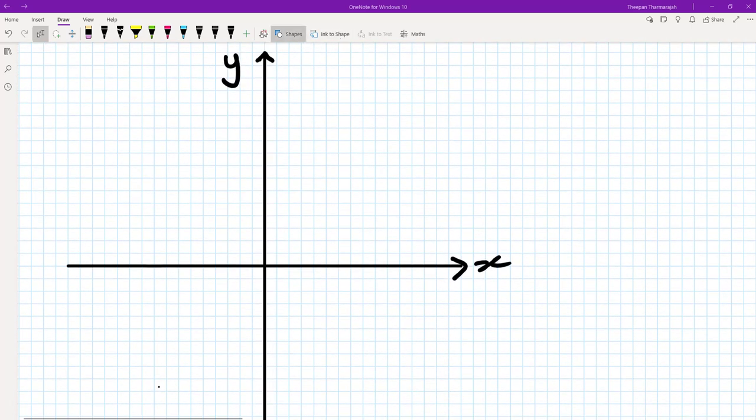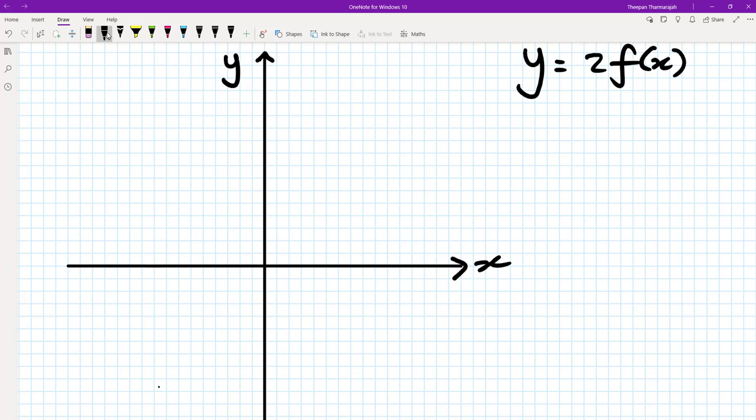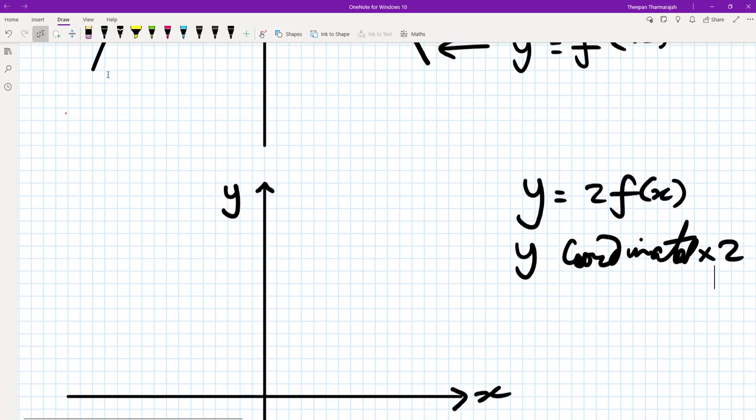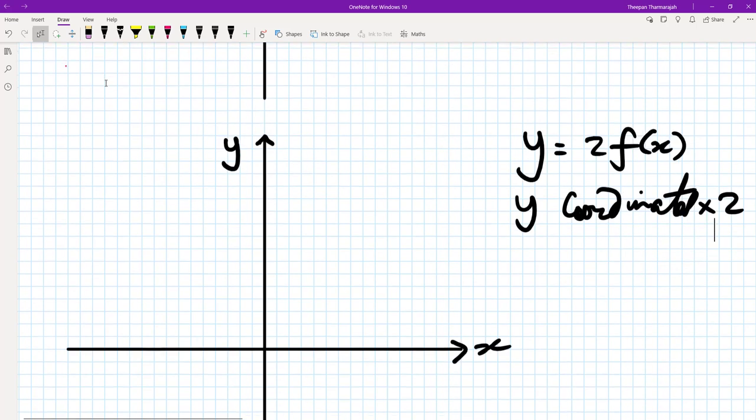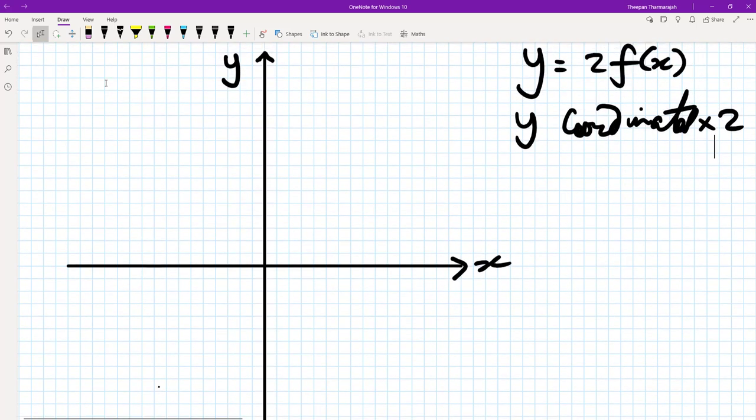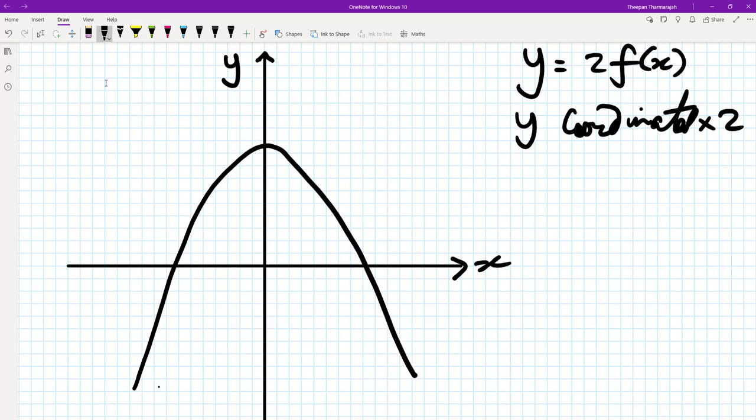So we know that if y equals 2 times f(x), the y coordinates get multiplied by 2. So we can go back to our graph here, and say, well, the y coordinate is 16, so I'm going to double that, so I get 32. So it's going to be a slightly longer graph. So write 32 here, but the x coordinates remain the same, -4 and 4.